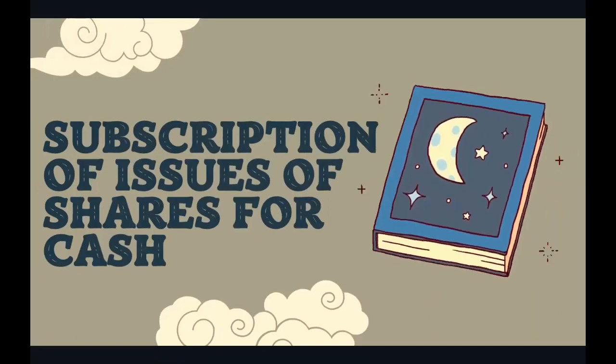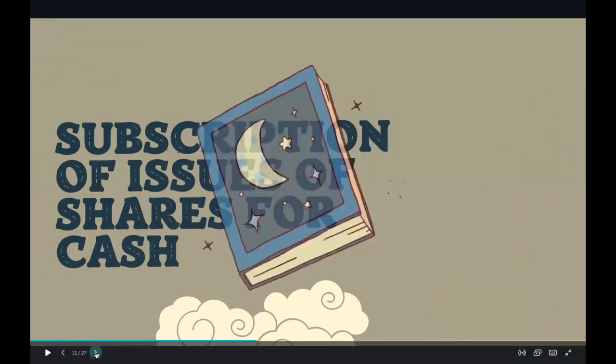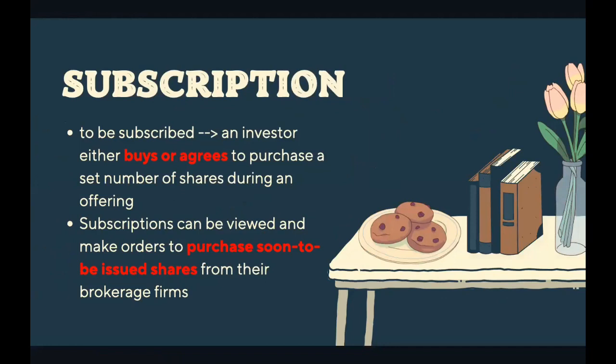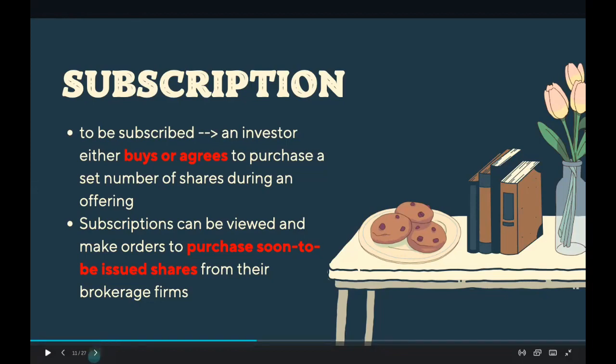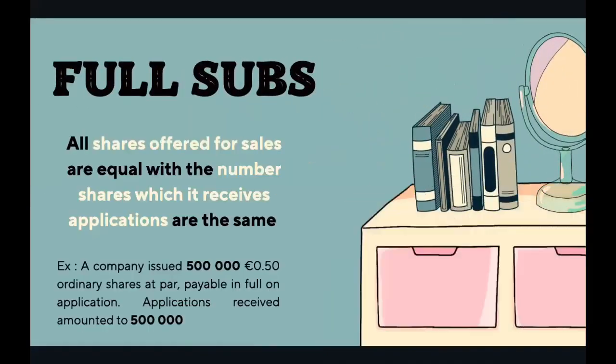The next subtopic is subscription of issues of shares for cash. Subscription of issues means to be subscribed. An investor either buys or agrees to purchase a set number of shares during an offering. Subscribers can view and make orders to purchase soon-to-be issued shares from their brokerage firms. There are three types of subscriptions.